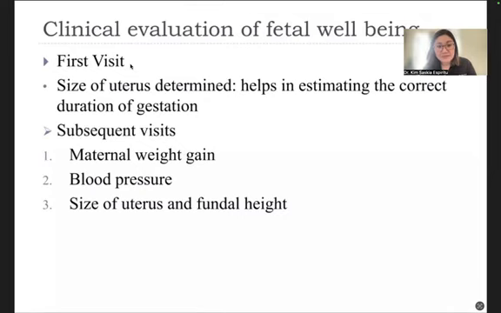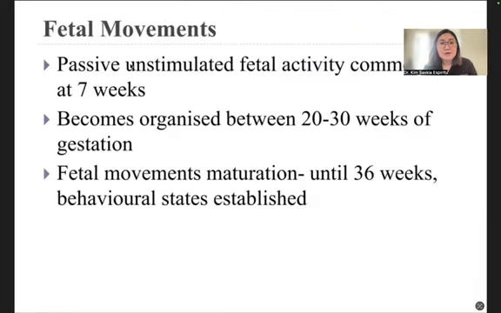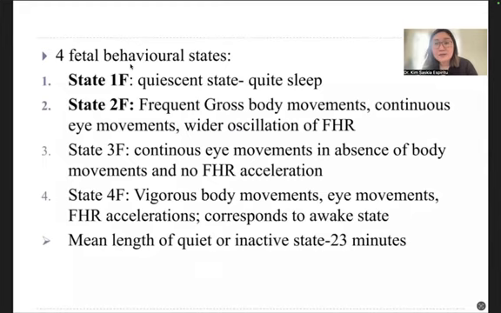On the subsequent visits, we check the maternal weight gain, blood pressure, the size of the fetus, and the fundal height. For fetal movements, passive, unstimulated fetal activity starts at around 7 weeks, and this becomes organized at 20 to 30 weeks of gestation. The fetal movements mature until 36 weeks, when the behavioral states are established. There are 4 behavioral states.